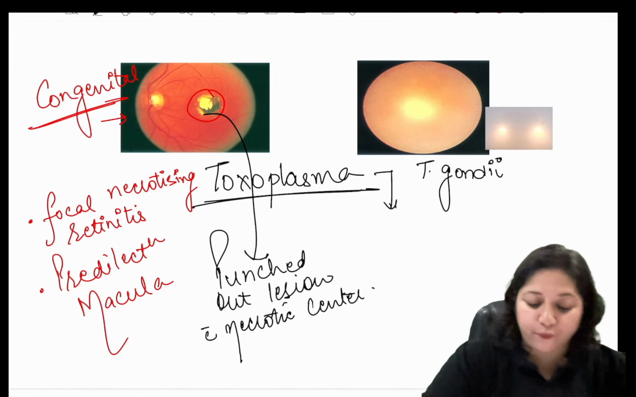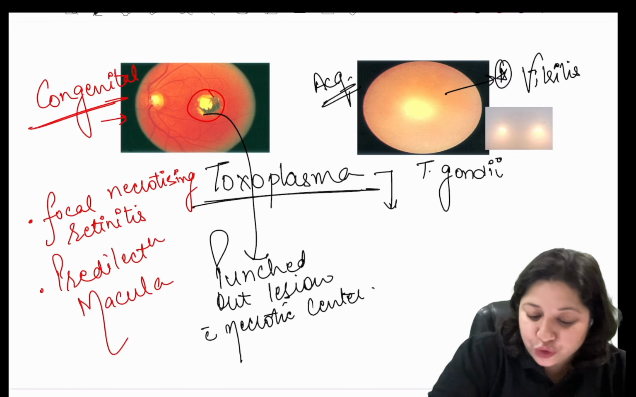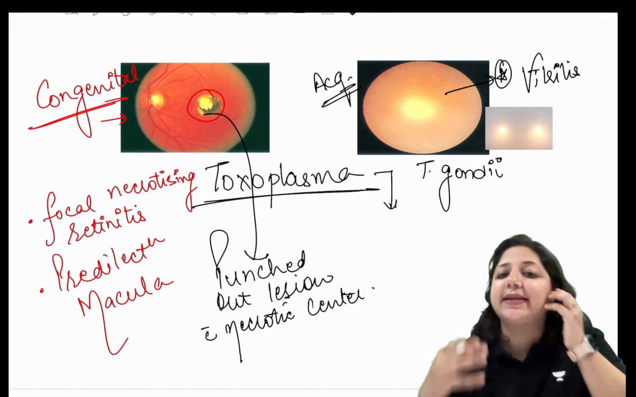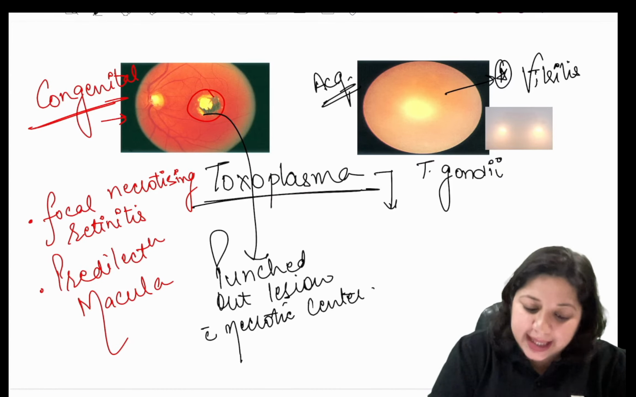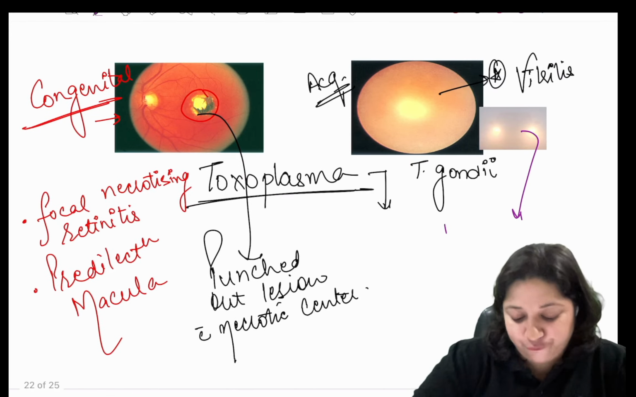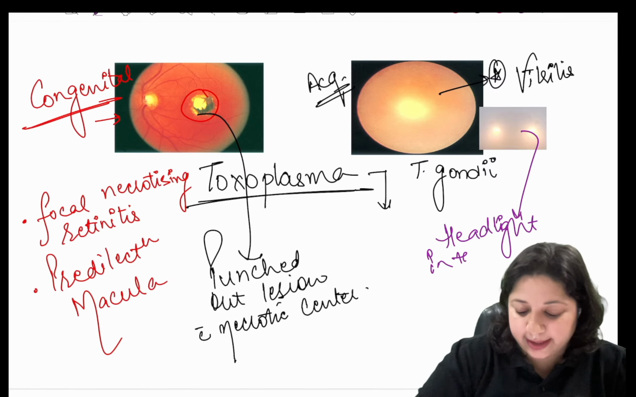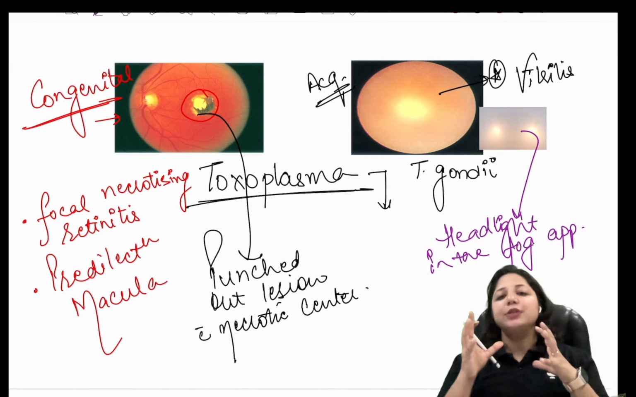But when we talk of an acquired toxo, what you have is strong vitritis. So you can see a lesion here, and you see that this entire thing is very hazy. Why is it hazy? It is hazy because of the severe vitritis. So when you have an appearance like this, what do you call it? You call it the headlight in the fog appearance. So this is toxo.